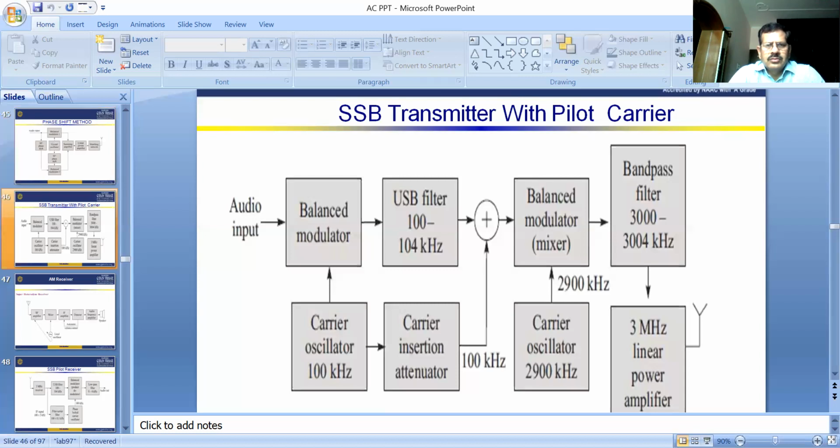Now we come to the SSB transmitter with pilot carrier. This is another technique for a single sideband transmitter with pilot carrier. We take the audio input signal and apply it to the balanced modulator, and another signal is also applied to the balanced modulator, which is generated by the carrier oscillator with a frequency of 100 kilohertz.